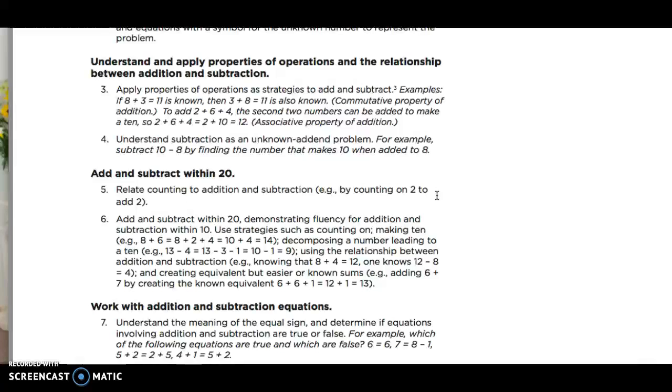Okay, I'm counting up, that's addition. I'm counting down, that's subtraction. And getting the idea that you don't have to count up, you can just think, oh, add 2.